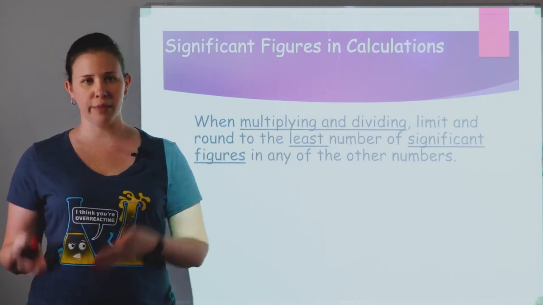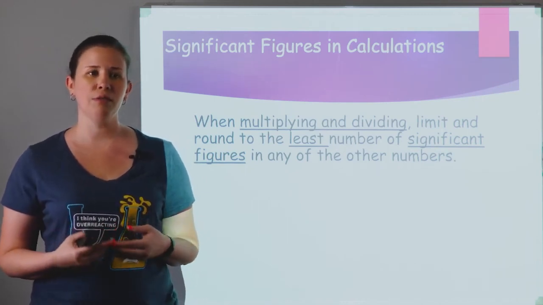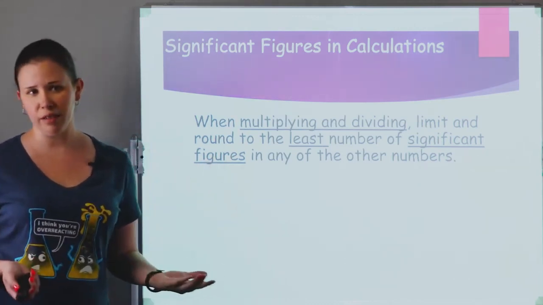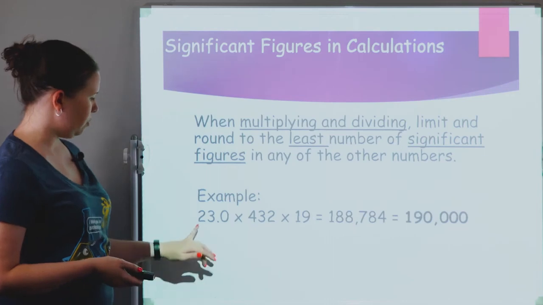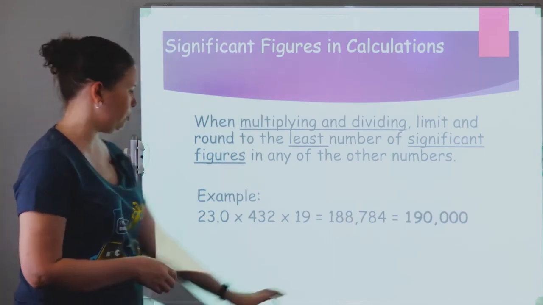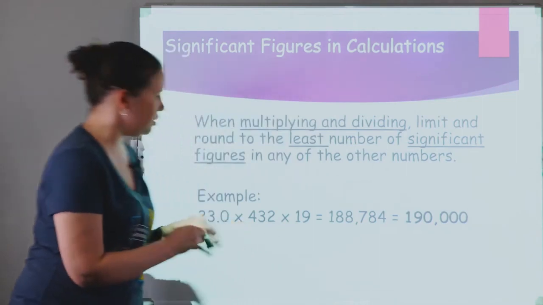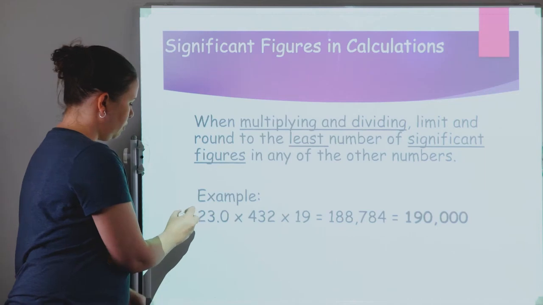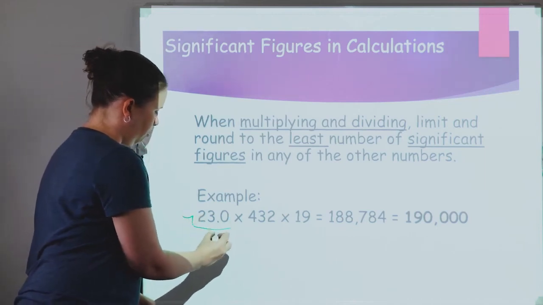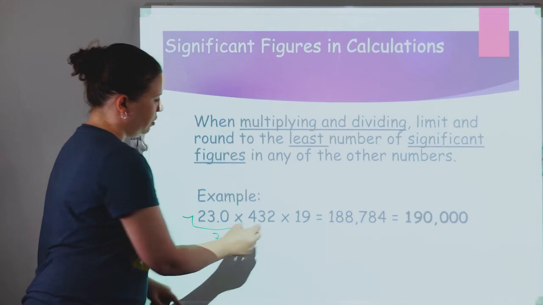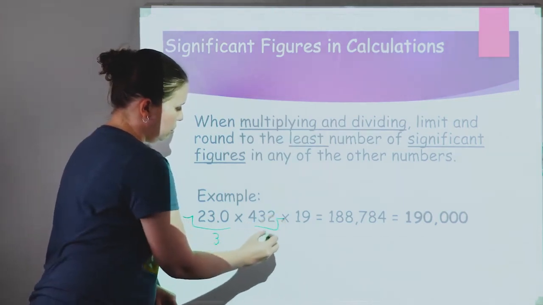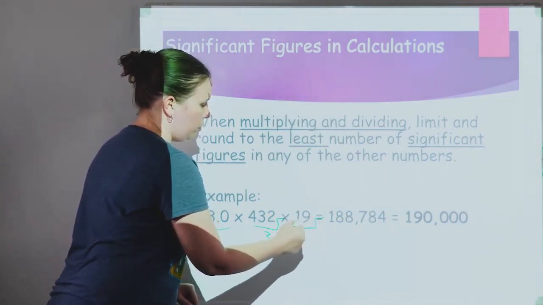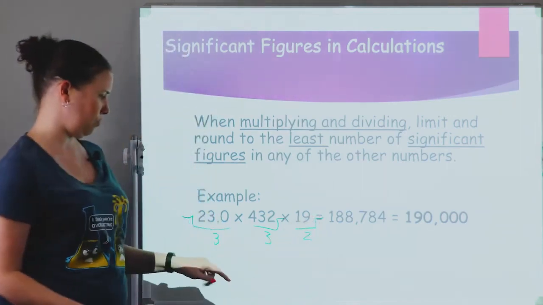So the rule for multiplication and division is that you would always round to the least number of significant figures from all of the components that you were multiplying and dividing. So for example, here I have 23.0, 432, and 19. The first thing I need to determine is how many significant figures in each one. Here I have decimal present, so coming from the Pacific, I get 3 significant figures. This is decimal absent, but there's no zero, so of course that's 3 significant figures. And then same thing here, decimal absent, so they're both significant, but this one only has 2 significant figures.